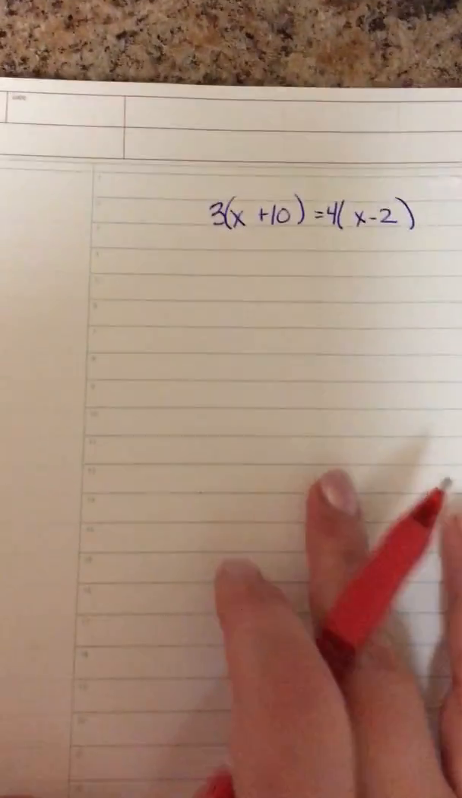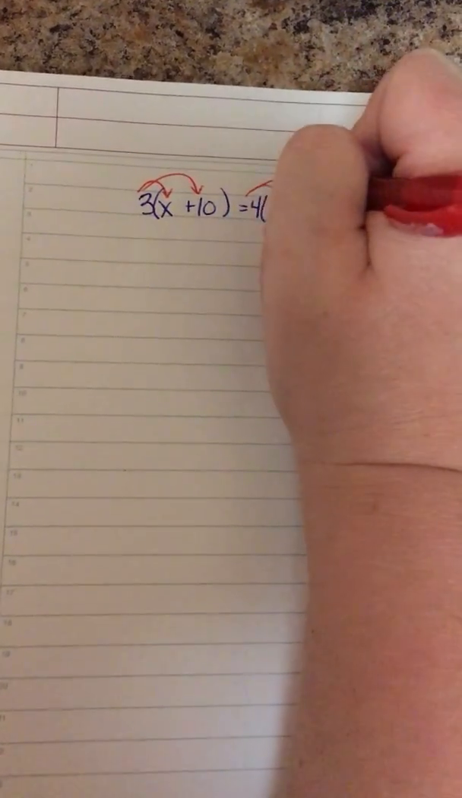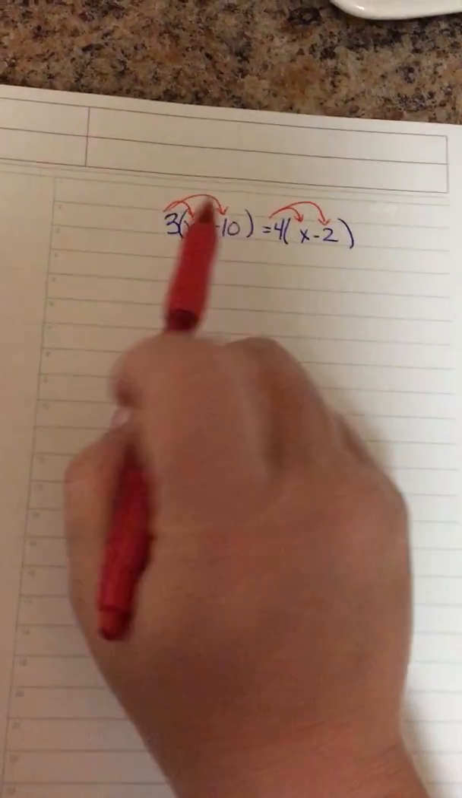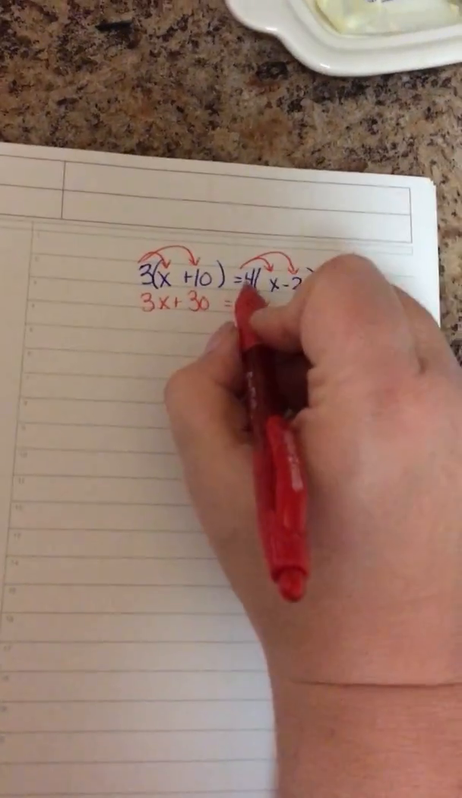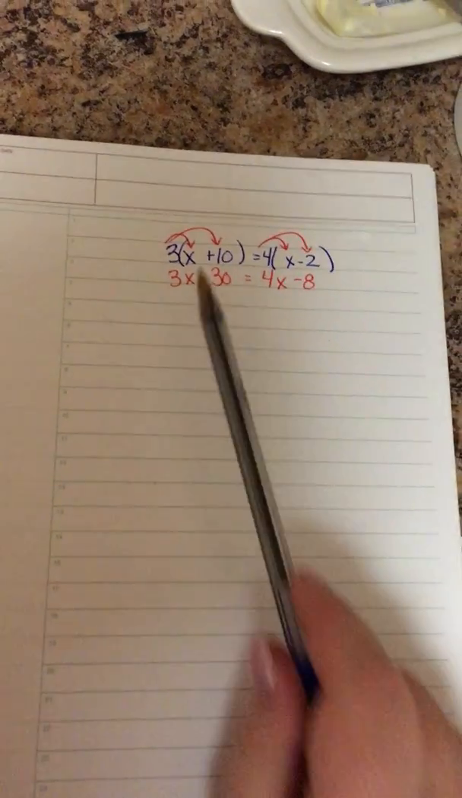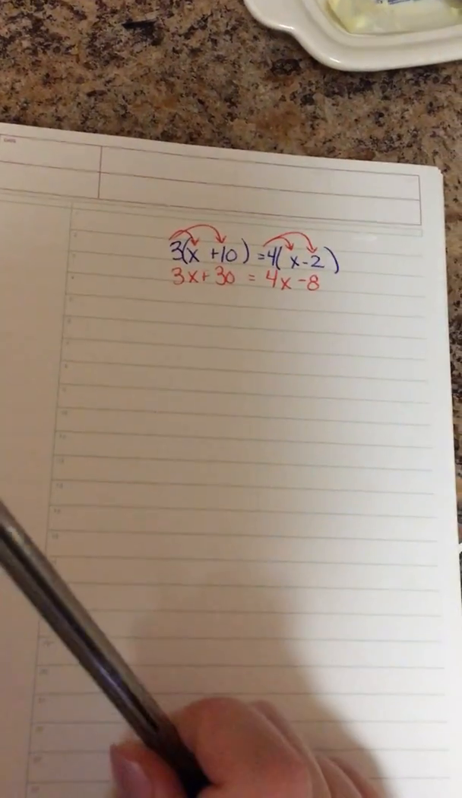I am going to quickly show you how to solve an equation that has variables on both sides. If you have parentheses, your first step is always to get rid of the parentheses using the distributive method. So when I do that, I have 3 times x is 3x, and then 3 times positive 10 is positive 30. And then when I move to the other side, 4 times x is 4x, and 4 times negative 2 is negative 8. Now my goal is to isolate the x variable.